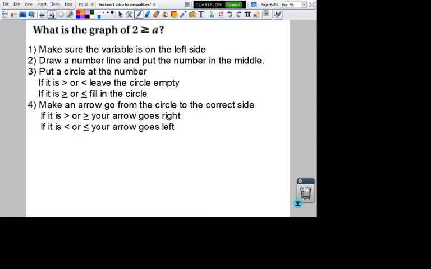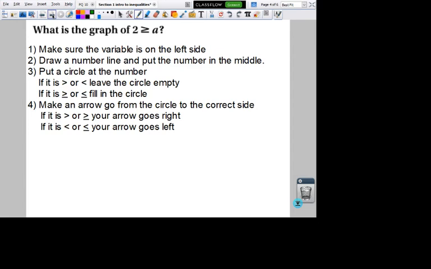So I actually put all your step-by-step instructions right here, so you can just go through and follow these every single time. We're going to start here with step 1. We're going to make sure the variable is on the left side. Is my variable on the left side? No, it's on the right side.